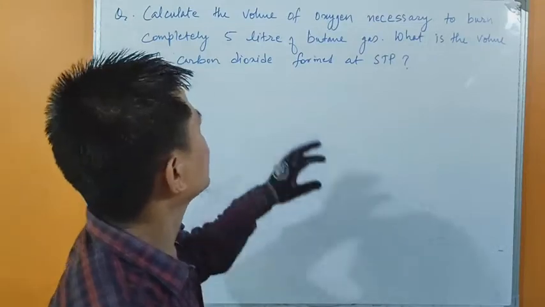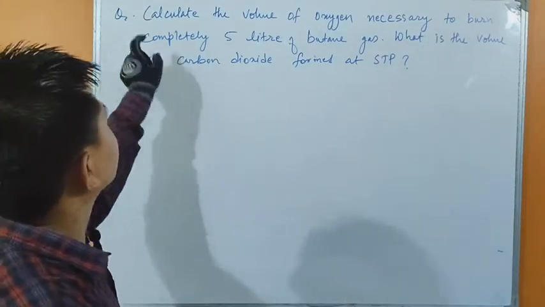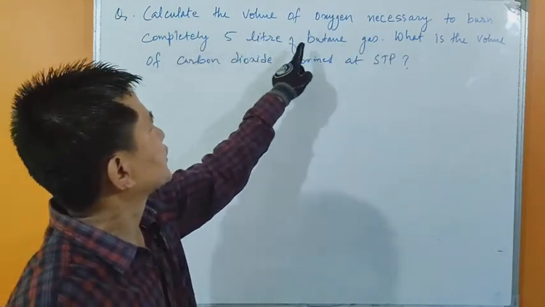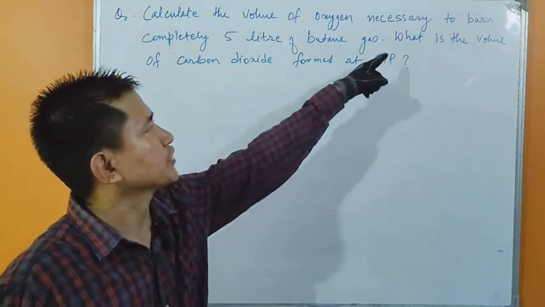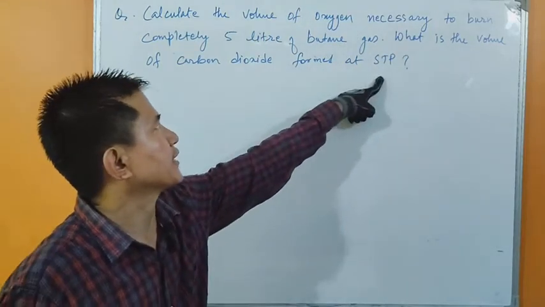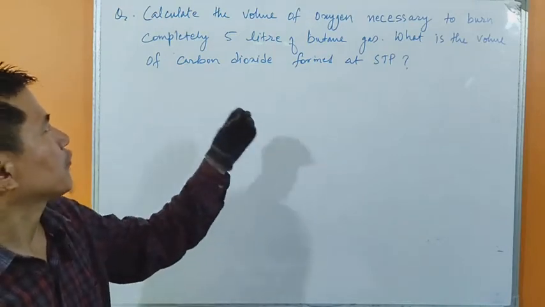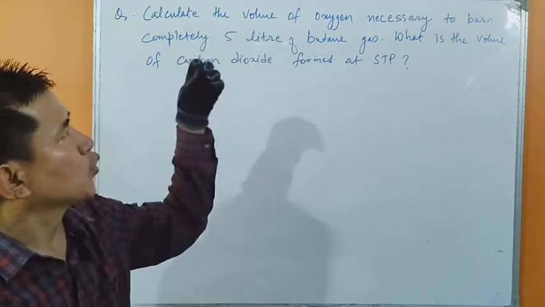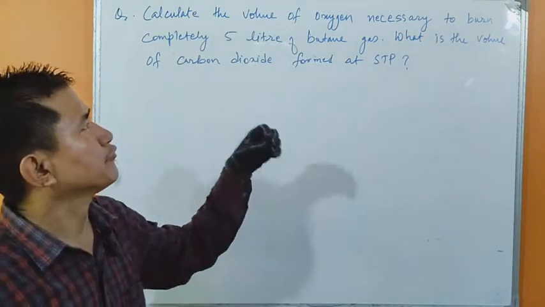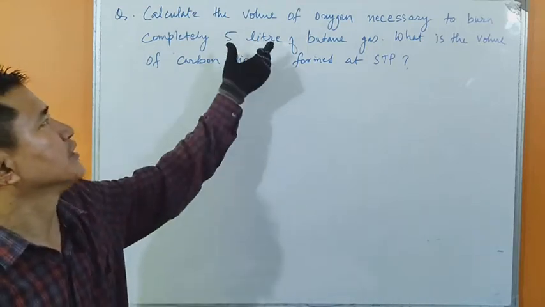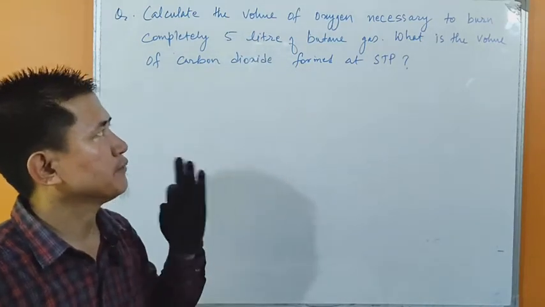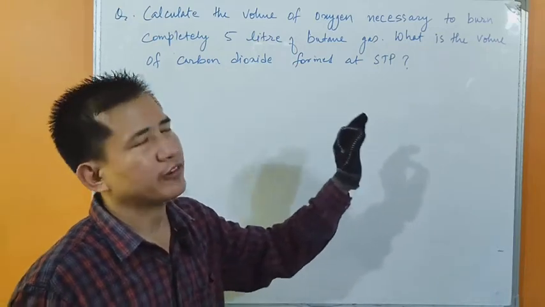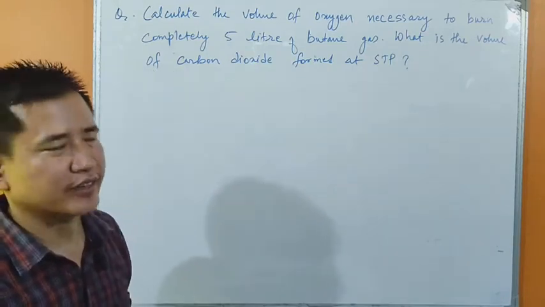Okay students, let's go for another question to understand the concept better. Calculate the volume of oxygen necessary to burn completely 5 liters of butane gas. And the second part of the question is, what is the volume of carbon dioxide formed at STP? We are provided with 5 liters of butane gas, and we are asked to find the volume of oxygen necessary to burn this 5 liters of butane gas. That is question number one. Another part of the question is, what will be the volume of carbon dioxide produced after the reaction? Okay, this is the question.